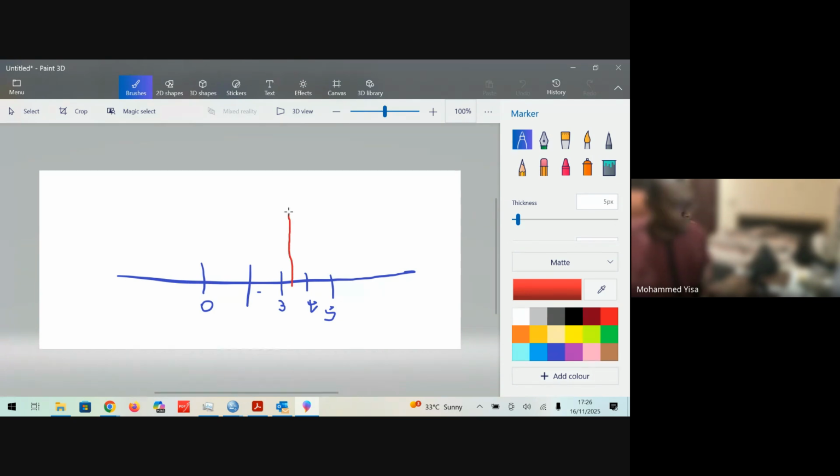So this is the lower band of our confidence interval. And then the upper band is 4.89. So let's say it is here. So this is the interval. Confidence interval is here. So it doesn't cross 0.